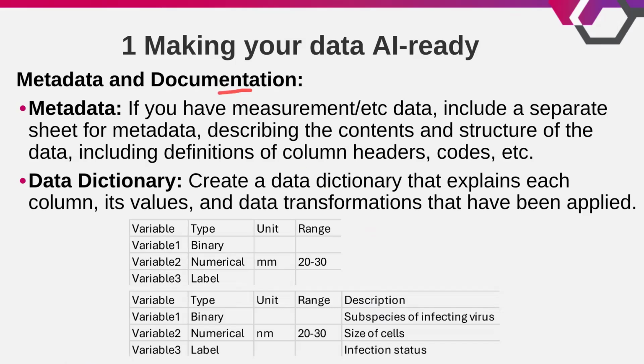So what we want is proper metadata and documentation. If we have data with metadata linked to it, we want a separate spreadsheet for the metadata, describing its contents in detail, including the definitions of the column headers and so on. This is called a data dictionary. So you might have, for example, a set of variables, variable 123 here, and you might describe what type of variable it is: binary, numerical, or a label. You might put in the units and the ranges of the data as well. We might have information saying that they're subspecies of infecting viruses. I might have a label that's associated with infection status.